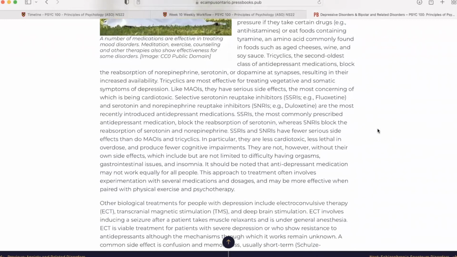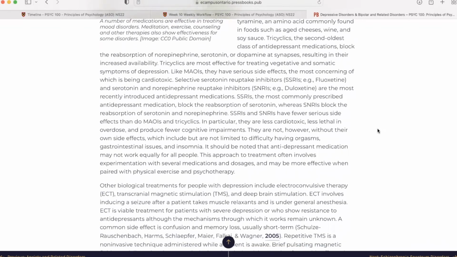SSRIs, the most commonly prescribed antidepressant medication, block the reabsorption of serotonin, whereas SNRIs block the reabsorption of serotonin and norepinephrine. SSRIs and SNRIs have fewer serious side effects than do MAOIs and Tricyclics. In particular, they are less cardiotoxic, less lethal in overdose, and produce fewer cognitive impairments.